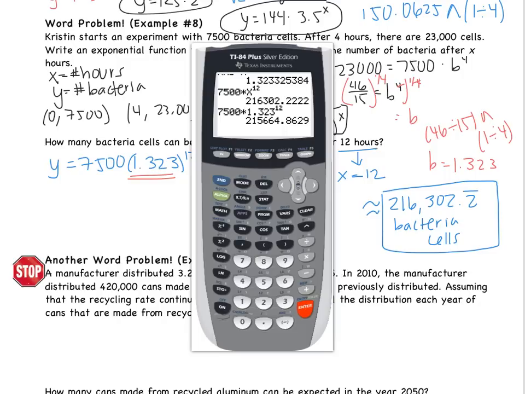Okay, so now you should notice those answers are pretty different. 216,000 as compared to 215,000. There's almost a difference of 1,000 cells. So when you round that value of B, that makes a big difference in your answer sometimes. So we're going to expect you to store that B value when it's a decimal as x, so that it's easier for us to work with and so that we get a more accurate answer. If you're confused on this, your teacher will go over it in class again tomorrow.